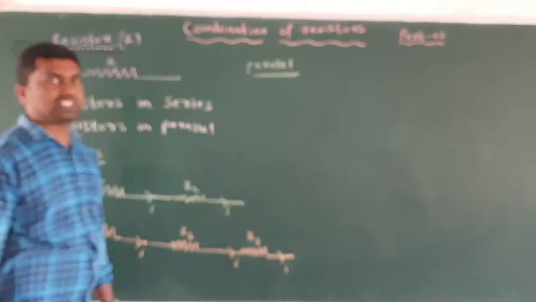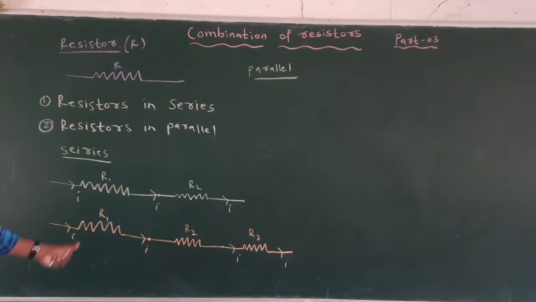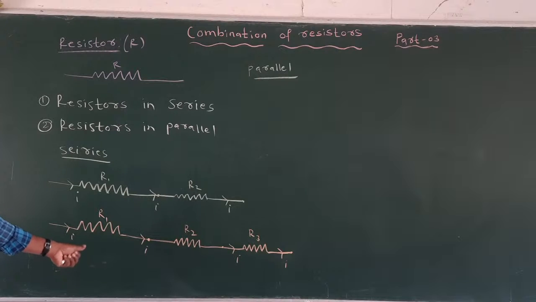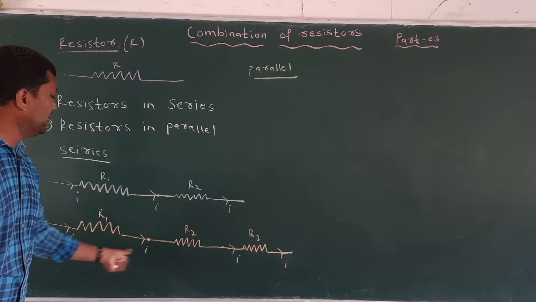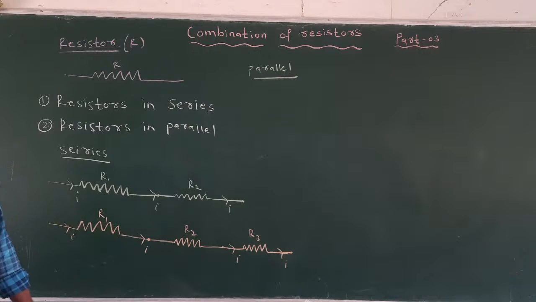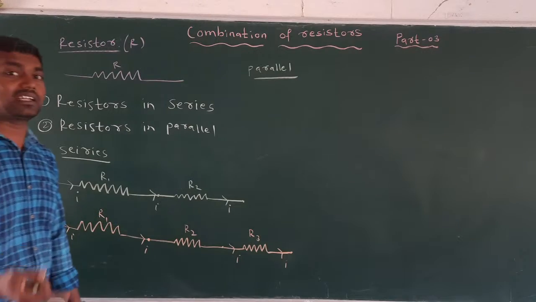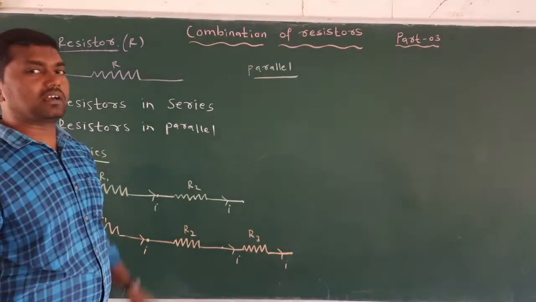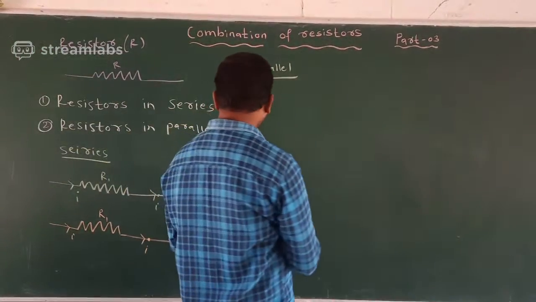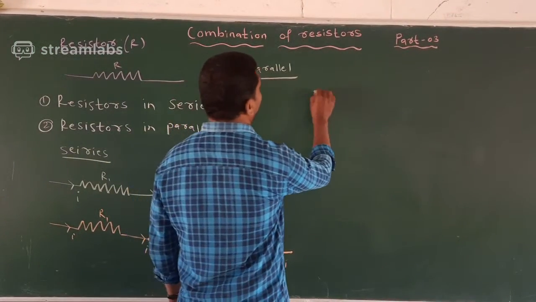Parallel combination of resistors. Already we know that we can take two or more resistors. I will take two resistors and three resistors. When we take two resistors, they are connected in parallel combination. So I will draw the symbol of parallel combination of resistors.